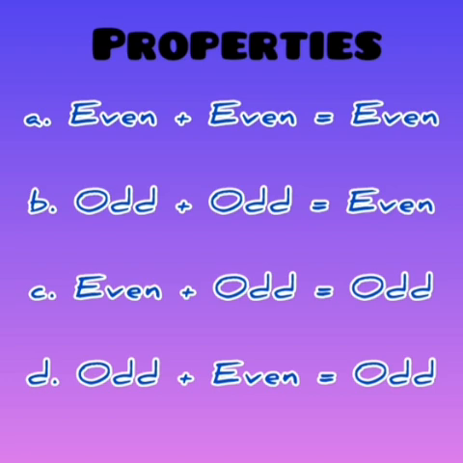Even plus even gives you an even number. Odd plus odd also gives you an even number. Even plus odd gives you an odd number. And odd plus even gives you an odd number. Now let's have some fun.